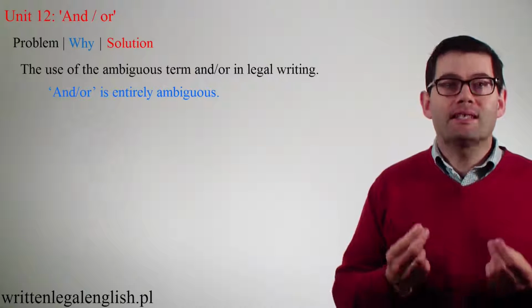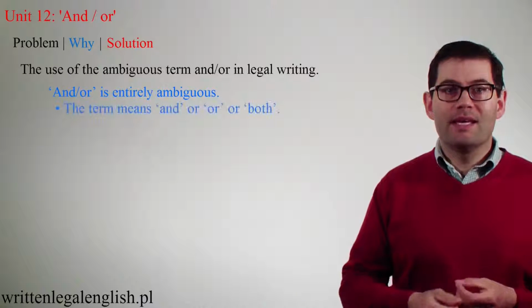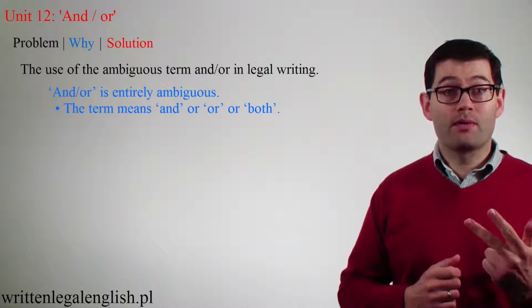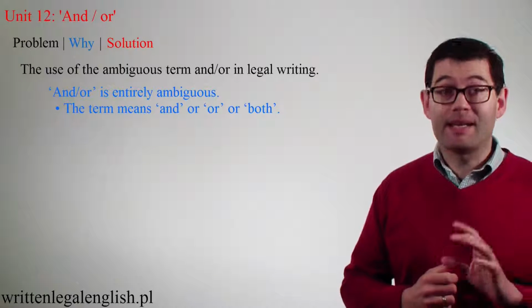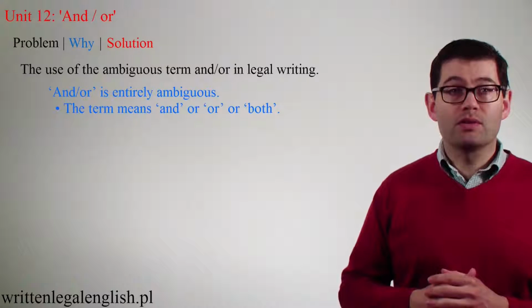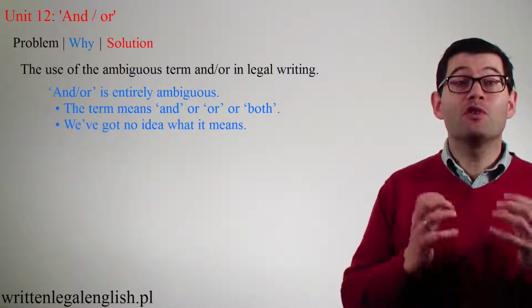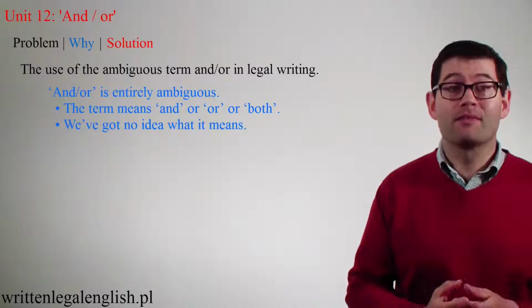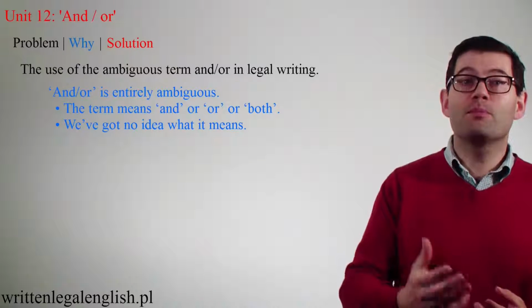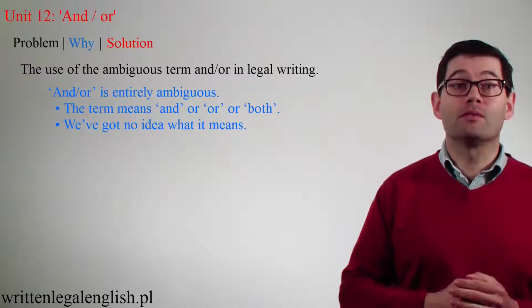"And/or" is entirely ambiguous. It's not clear if the term means "and", "or", or both. It's not automatically clear if the term is injunctive or disjunctive. In short, if we see the term, we've got no idea what it means. When I say we, I mean the common law courts, who have frequently complained about the use of "and/or".